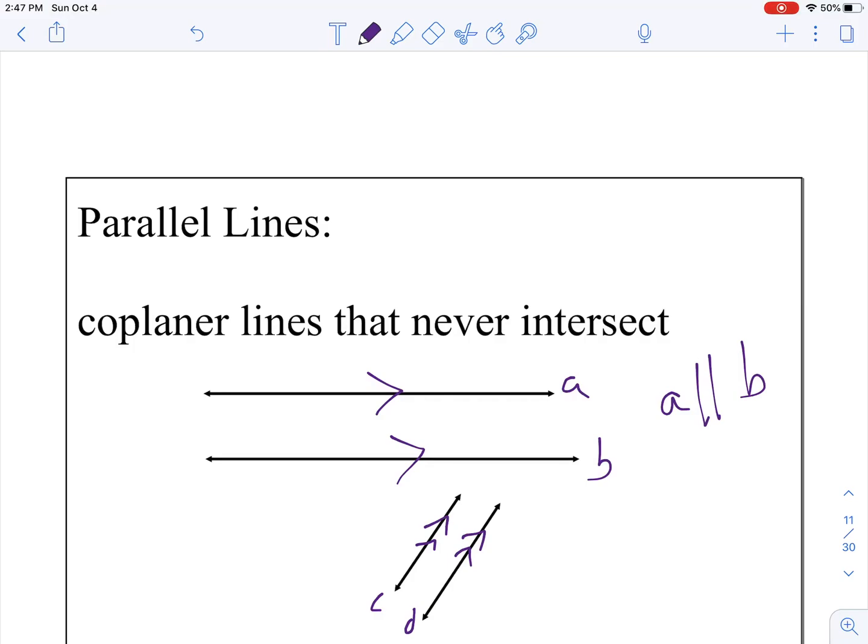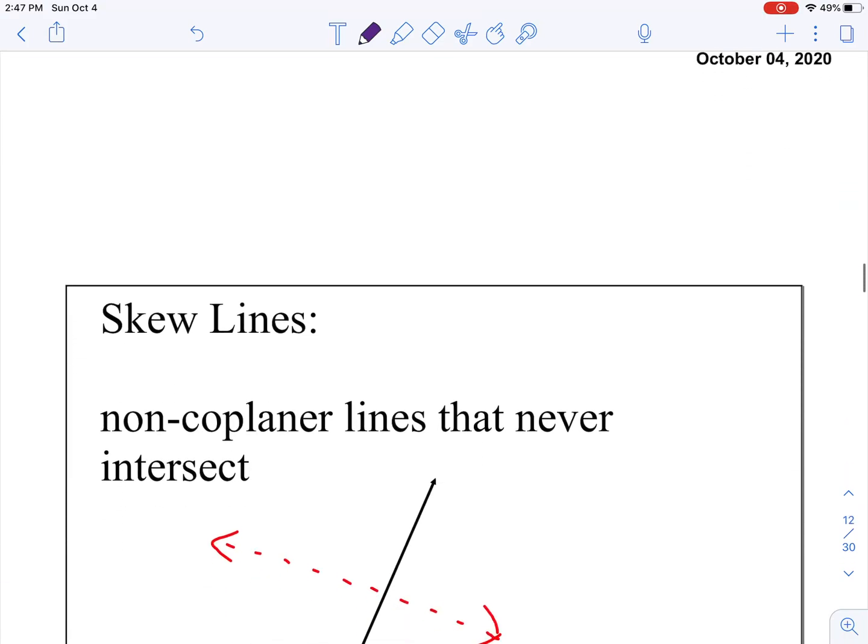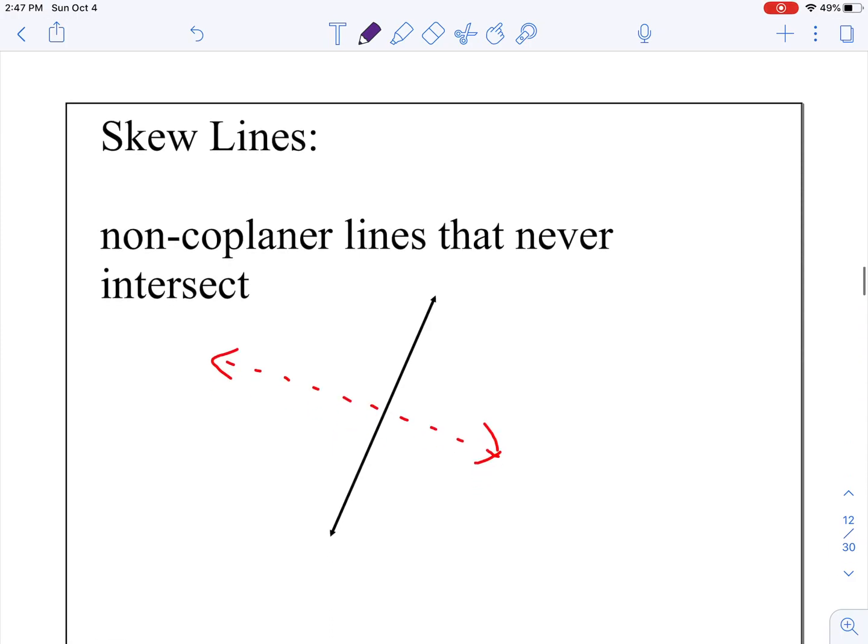They will never intersect. Now, skew lines likewise will not intersect. The difference is, skew lines are non-coplanar lines that never intersect. It's kind of like if you had a line drawn on the ceiling and a different line drawn on the front wall. Those two lines would never intersect each other. However, they are not parallel lines either. So that's what skew lines would be.